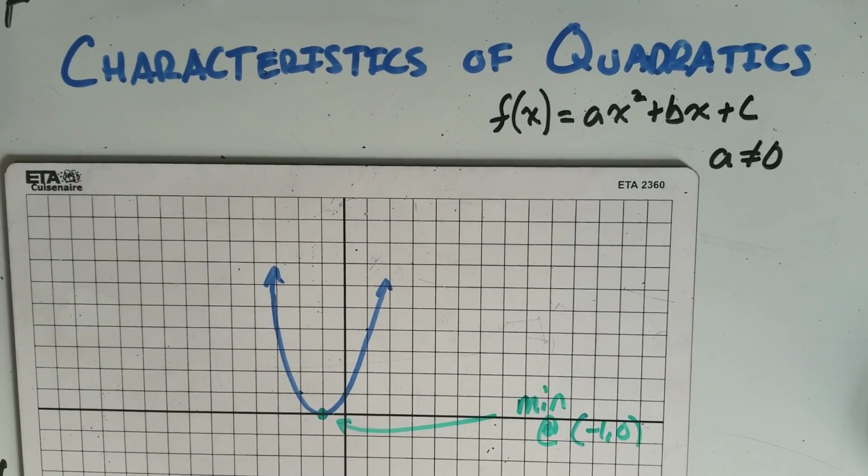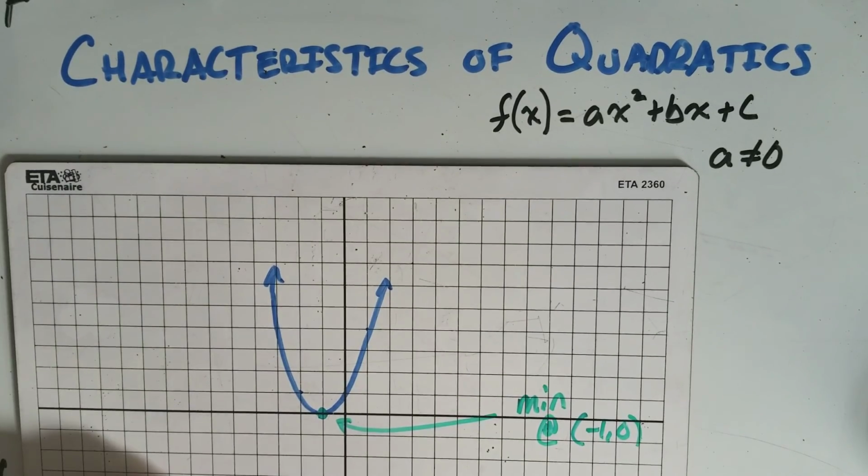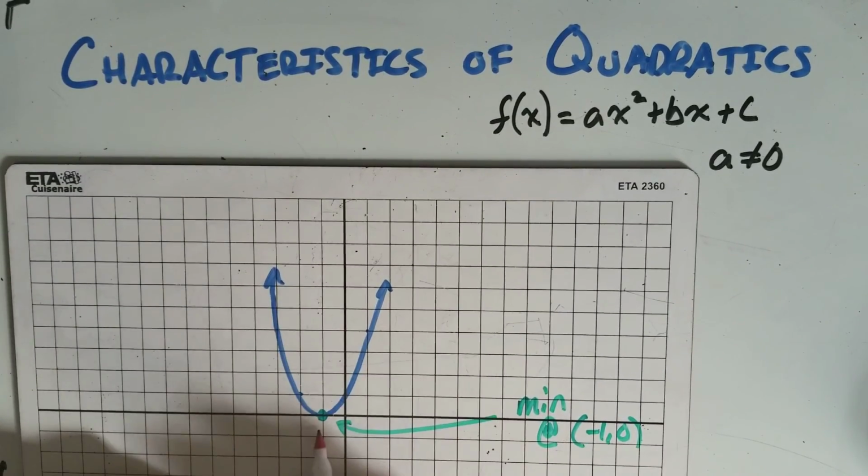The next step was to find the line of symmetry, also called the axis of symmetry. The axis of symmetry will be a vertical line that goes through the vertex.